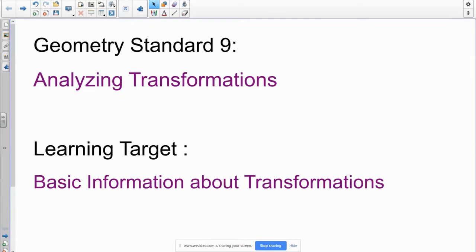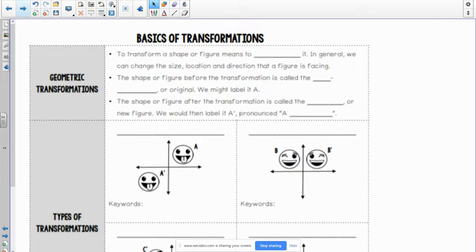Geometry Standard 9. We're going to look at analyzing transformations for your last geometry standard in 8th grade. Our learning target is not an actual learning target, but I'm just going to share with you some basic information about transformations so that when we talk about transformations throughout the standard, you have a good idea of what we're looking at. So we're just going to start with some vocabulary words.